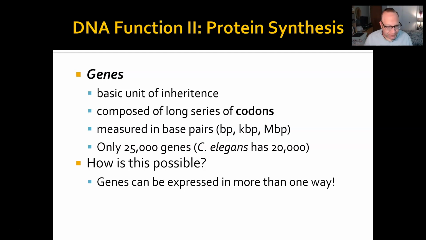Now, one of the interesting things about the Human Genome Project is that when it was first proposed, we were assuming, since we knew the C. elegans nematode only had 20,000 genes, because it's a much smaller genome and we had already sequenced it, we figured we would probably end up having around 100,000, because we're much more complex.